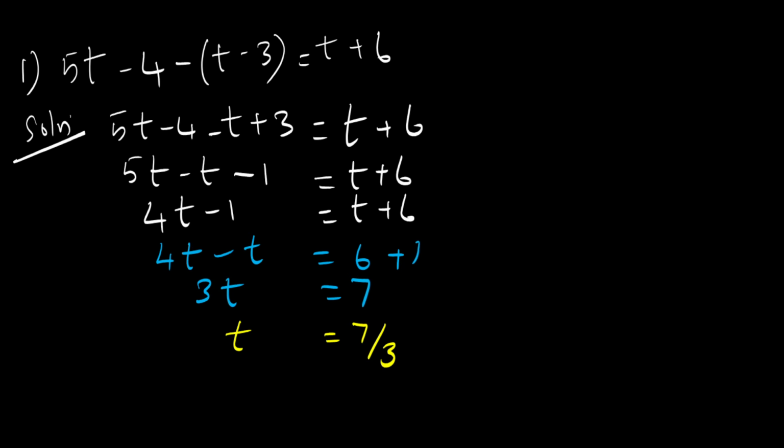So now what is the coefficient of t? 3. It is in the numerator. When you bring it to the other side, it will go to the denominator. So our value of the variable becomes 7 by 3.